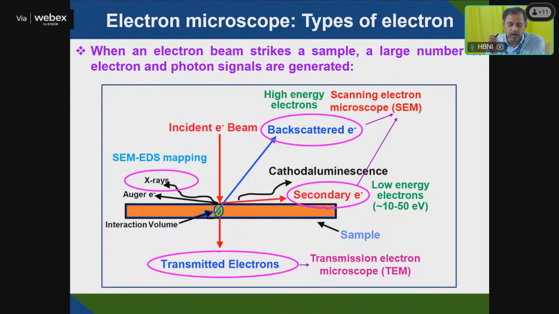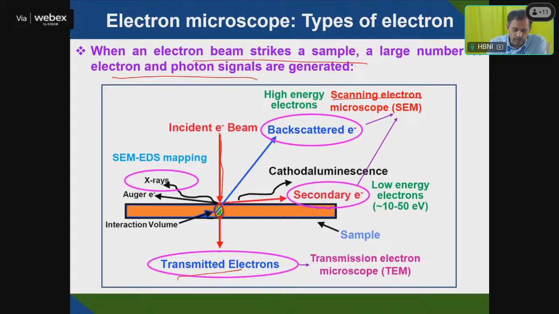Let us recall how the electron beam interacts with matter, as we go to a SEM or a TEM, that is, the scanning electron microscope or transmission electron microscope. All these electron microscopes depend on the interaction. How does the electron beam interact with matter? When the electron beam strikes the sample, a large number of electron and photon signals are generated. Here you can see the electron beam. It interacts with the interaction volume that we discussed already.